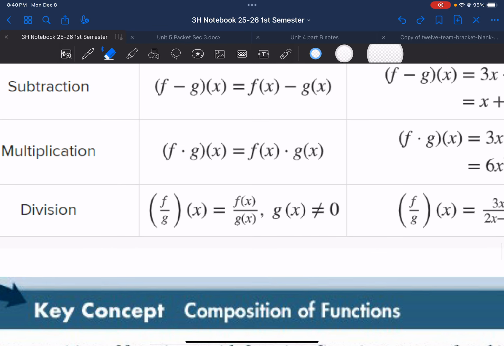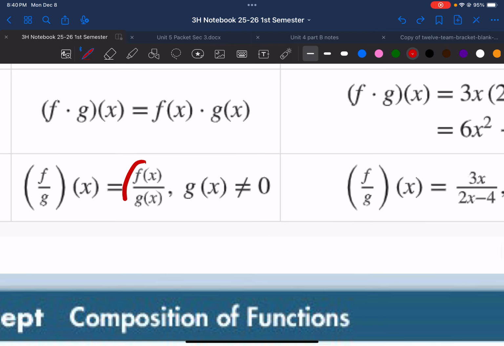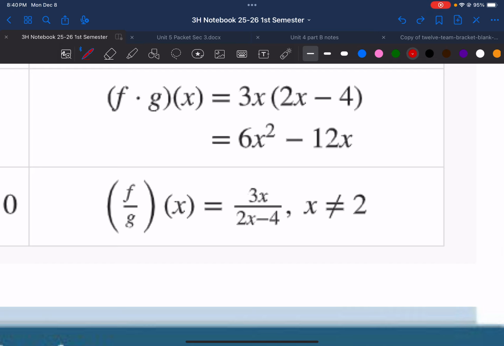Division, f divided by g of x. In other words, take the f equation and put it over the g equation. We look for anything that can simplify. I would tell you guys to factor. So I would actually go even more simple and call this one 3x over 2 parentheses x minus 2. I took out a GCF on bottom just to verify that nothing simplifies right there out front. But it doesn't, and that's our answer.